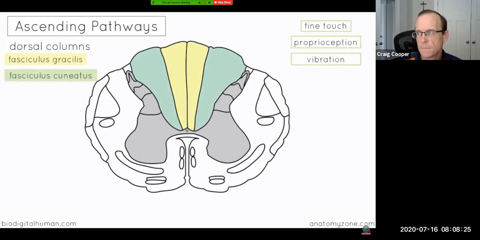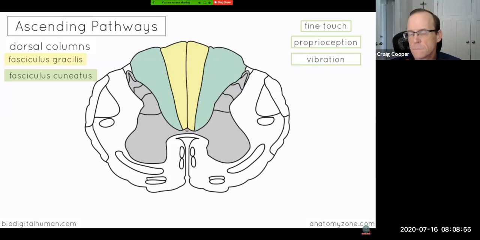So the way I remember this is that the letter C is before the letter G in the alphabet, so C is higher and your upper limbs are higher than your lower limbs, so fasciculus cuneatus carries fibers from the upper limb, whereas fasciculus gracilis carries fibers from the lower limb. Now how do you remember which one is medial and which one is lateral? So in yellow we've got the fasciculus gracilis, and in green we've got the fasciculus cuneatus.